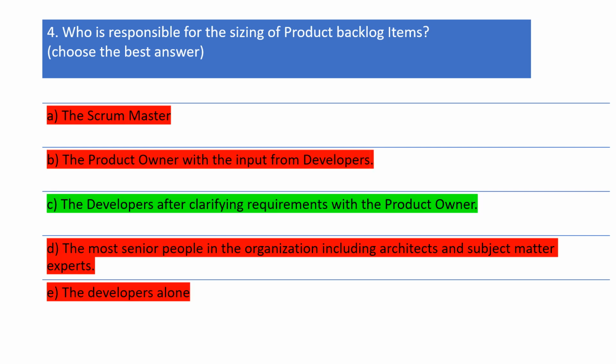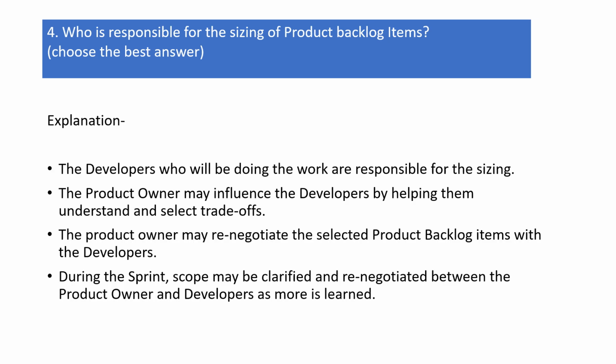You can see the right answer on the screen. It is option C. Let us see why the answer is option C. The developers who will be doing the work are responsible for the sizing. The product owner may influence the developers by helping them understand and select trade-offs. The product owner may renegotiate the selected product backlog items with the developers. During the sprint, scope may be clarified and renegotiated between the product owner and developers as more is learned.